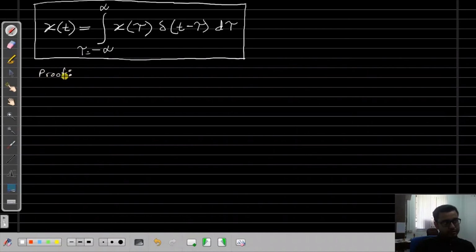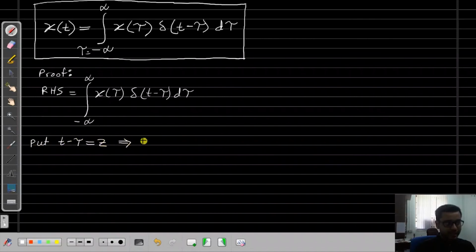Quick proof. We have already proved this once. Here is another, quicker proof. Start from the right hand side: the integration of x(tau) delta(t minus tau) d tau from minus infinity to infinity, and then apply a change of variable. Put t minus tau equal to z, such that delta tau d tau is equal to dz.